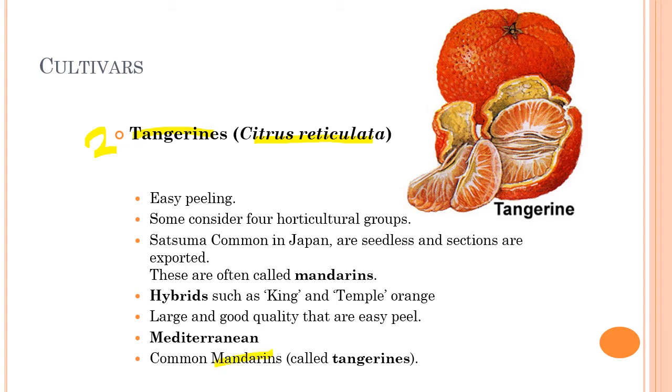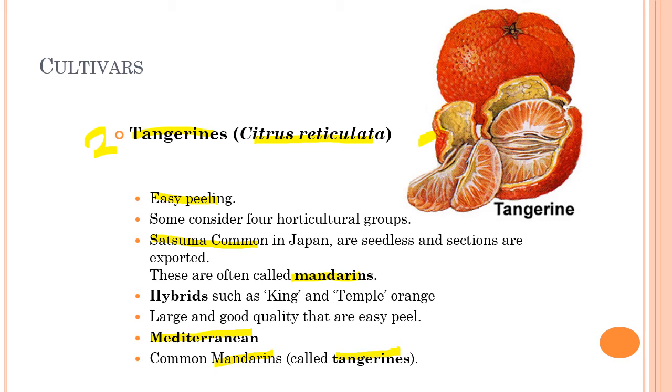So there's mandarin and there's tangerine, and they all belong to the same group, Citrus reticulata. You know the mandarin: very easy to remove the skin, very easy peeling. It includes many different types. Satsuma mandarins are very common and well known. There are different types of hybrids of mandarins, like king and temple oranges. There is also the Mediterranean ones. But the most common thing in mandarin and tangerine is that the skin is very easy to peel.